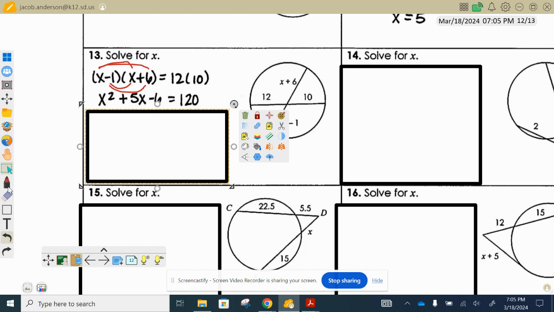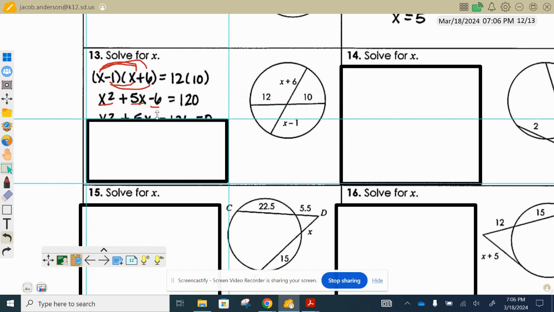So the first term was, I can go through it here really quick. I'm only going to go through this once, though, so I'm not going to go through it on other questions. So make sure you're watching this one. My first term would be x squared. That's where this comes from. X times x is x squared. My outside terms would be x times 6, which is 6x. My inside term would be negative 1 times x, which is negative 1x. So 6x and negative 1x is where my 5x comes from. And then my last term would be negative 1 times 6, which is a negative 6. That equals 120.